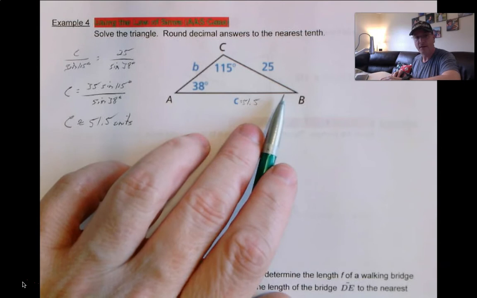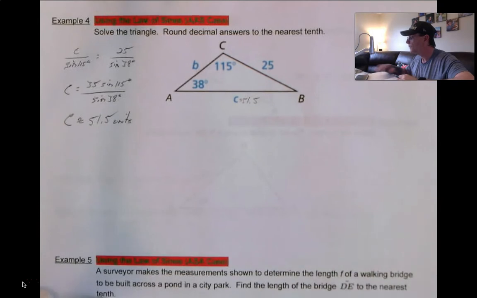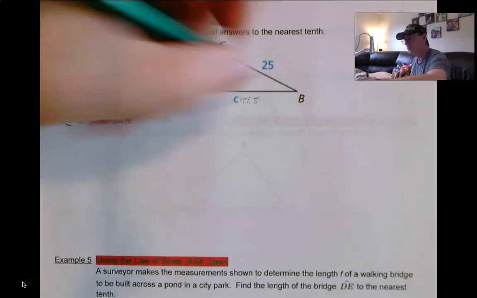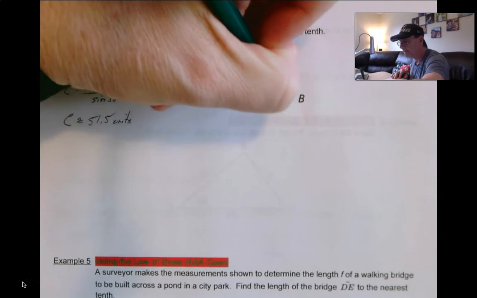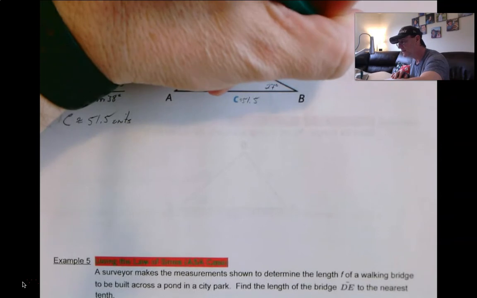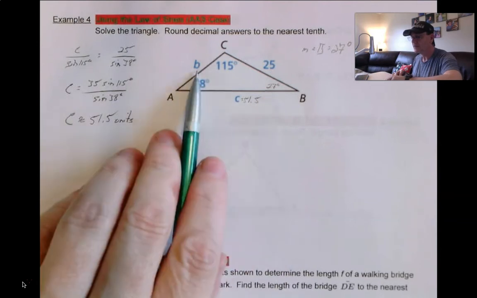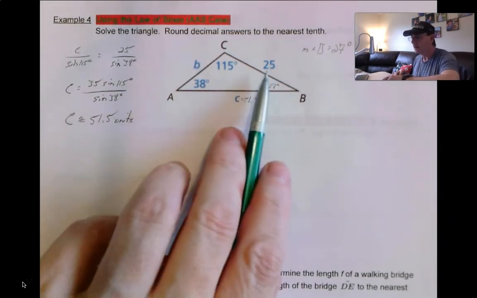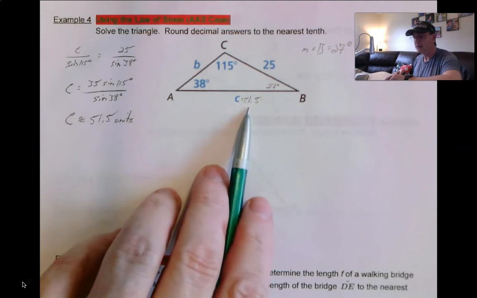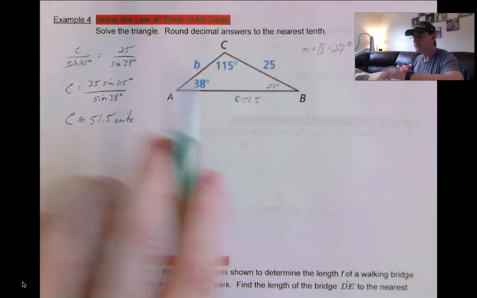Now, angle B I could have found right away because of the triangle angle sum theorem. 180 minus 115 minus 38, 27 degrees. Measure of angle B equals 27 degrees. And we're going to use that 27 with the little b. And again, I'm going to go back to the 25 and the 38 instead of using a rounded number of 51.5 and the 115. I'm going to use the ratio that was given.